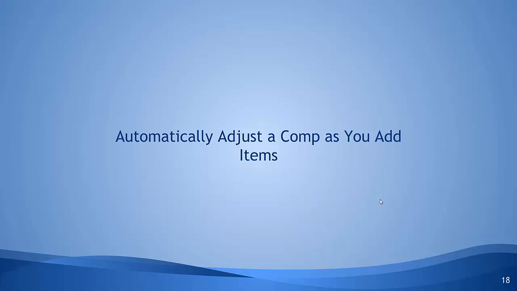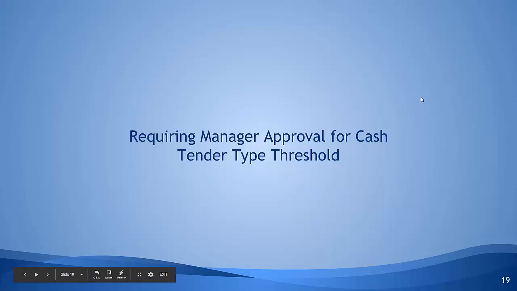So you can apply the comp at the beginning, and then the items continue to get discounted as they're added to the check. Requiring a manager approval for cash tender type thresholds. This is to ensure timely cash drops and prevent you from having a large amount of cash on hand, especially useful during the holidays.